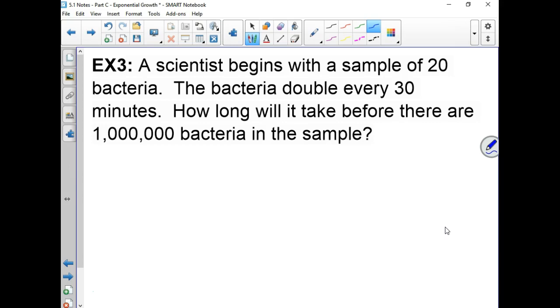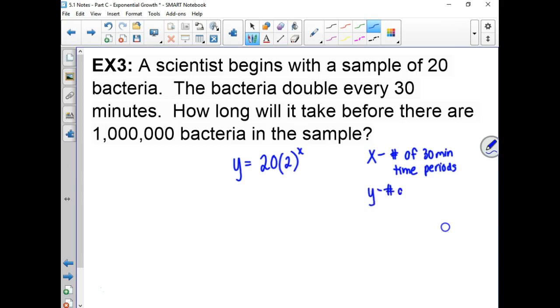So, we are going to begin. Y equals 20 is our number of initial bacteria. The bacteria double every 30 minutes, so that means we're going to be multiplying by 2 every 30 minutes. And we're going to put to the x power. Now, something we want to note here, x here is our time, and x is the number of 30-minute time periods. And y is our number of bacteria.